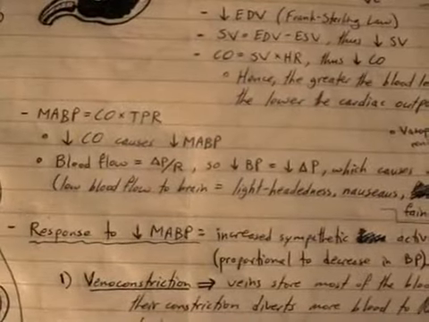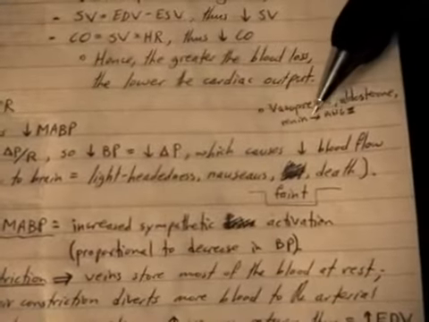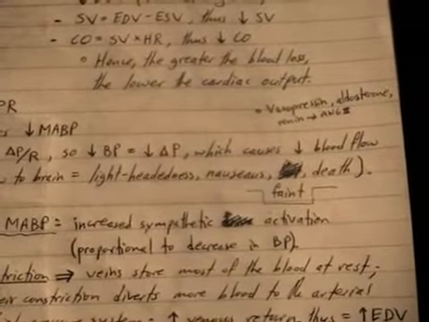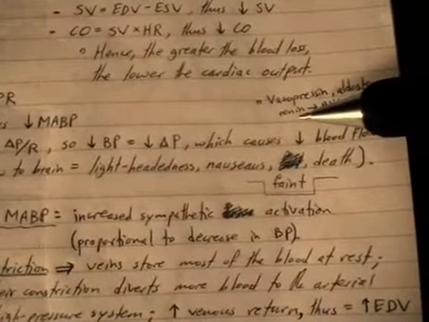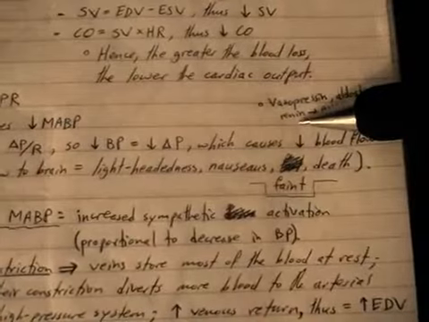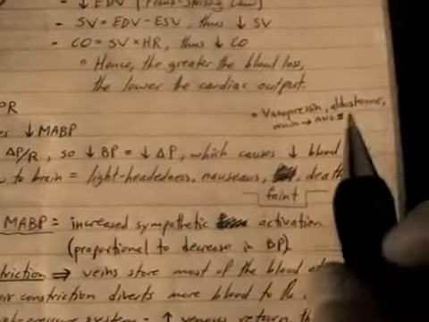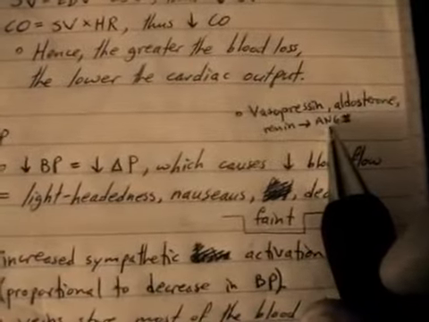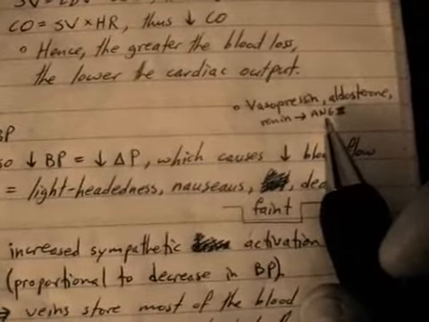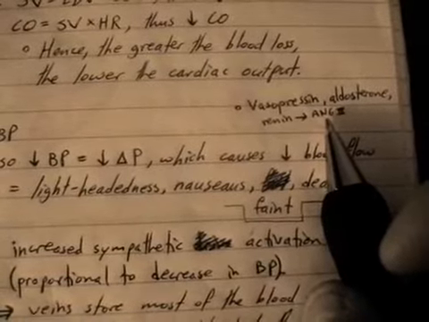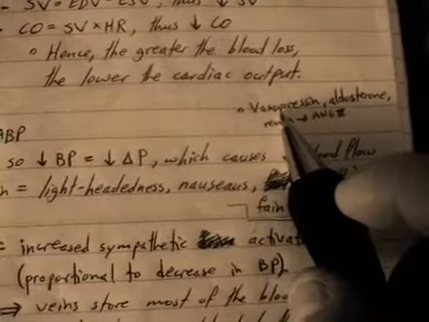Another way by which the body will help increase blood pressure is by using the renin-angiotensin-aldosterone pathway. When blood pressure decreases, kidneys will release renin, which is going to be converted to angiotensin 1 and then to angiotensin 2. Angiotensin 2 can directly cause vasoconstriction and venoconstriction. Okay? Second, angiotensin 2 causes the release of vasopressin from the posterior hypothalamus.